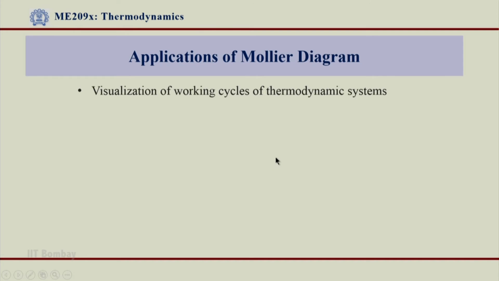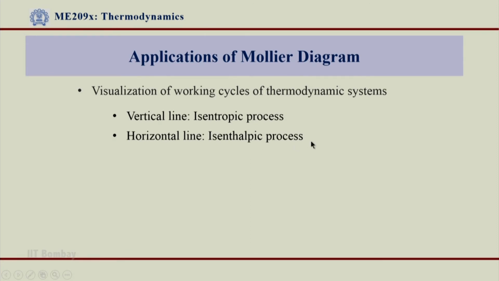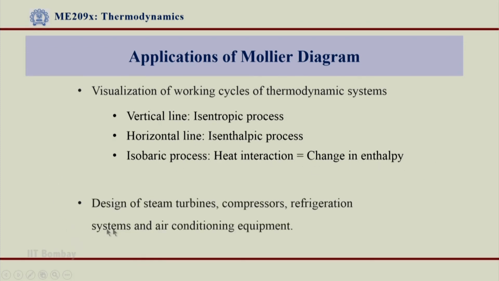So, the various applications of the Mollier diagram: visualization of working cycles of thermodynamic systems, of which I just talked about. The vertical lines are isentropic processes, the horizontal lines are isenthalpic processes, and as soon as you see a cycle which has vertical or horizontal lines, one can always identify the isentropic and isenthalpic processes. Then there are isobaric, constant pressure processes where the heat interaction Q is equal to delta H, and one can use this information for the design of steam turbines, compressors, refrigeration systems and air conditioning equipment.